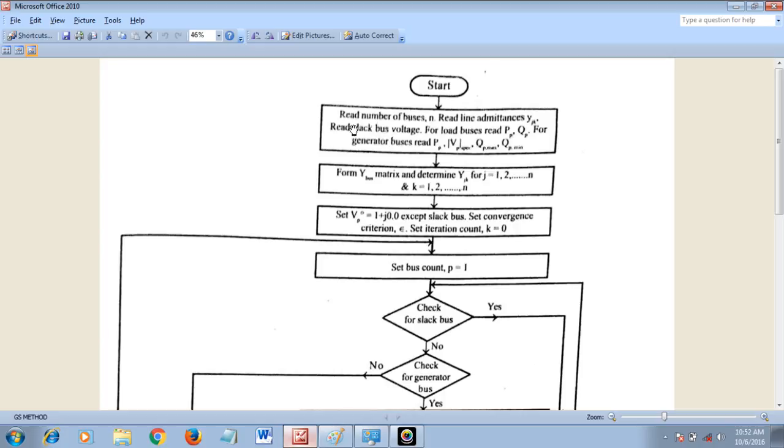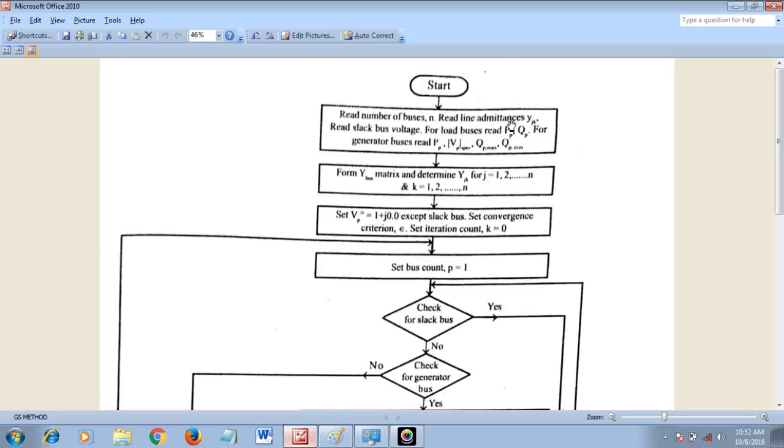First we have to read the number of buses in the power system. In our electric transmission and distribution, the number of consumers is added day by day, so we are going to estimate the number of buses as n. Second, after reading the number of buses, you have to read the line admittances, which belong to the number of buses in the system.